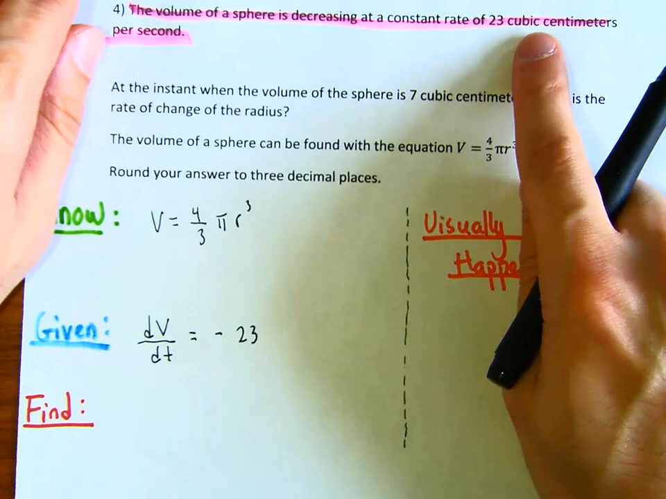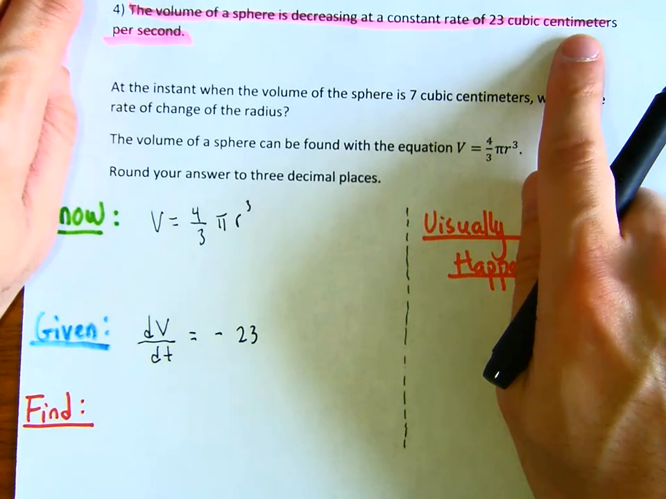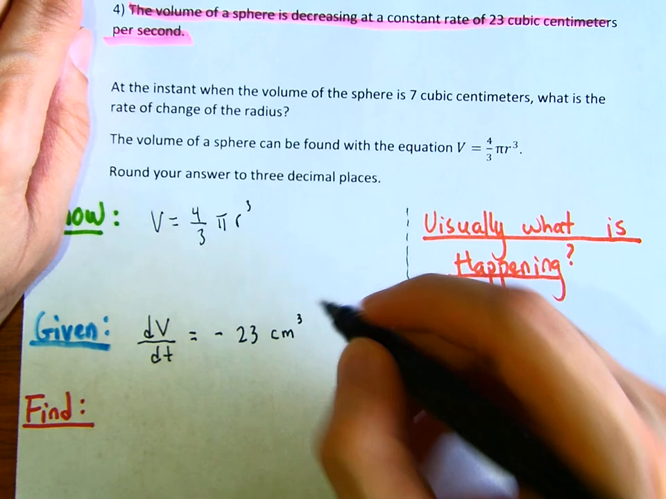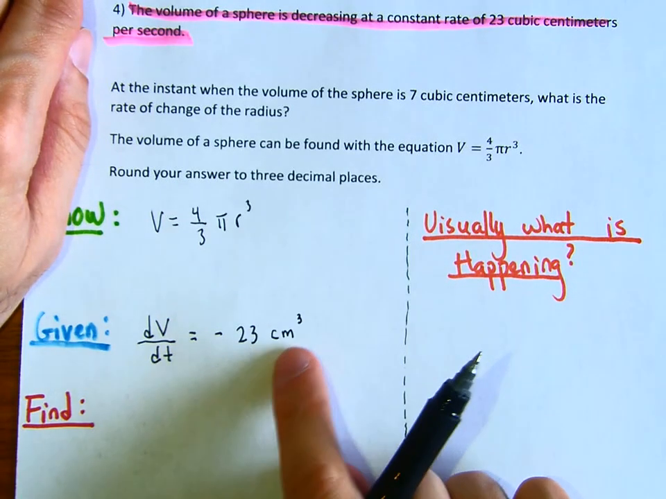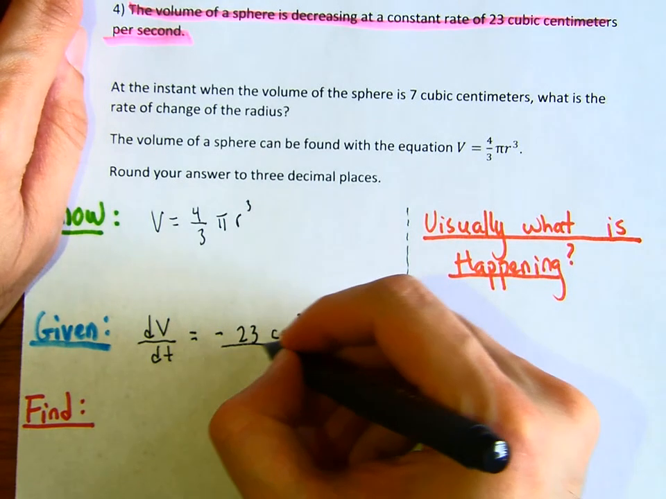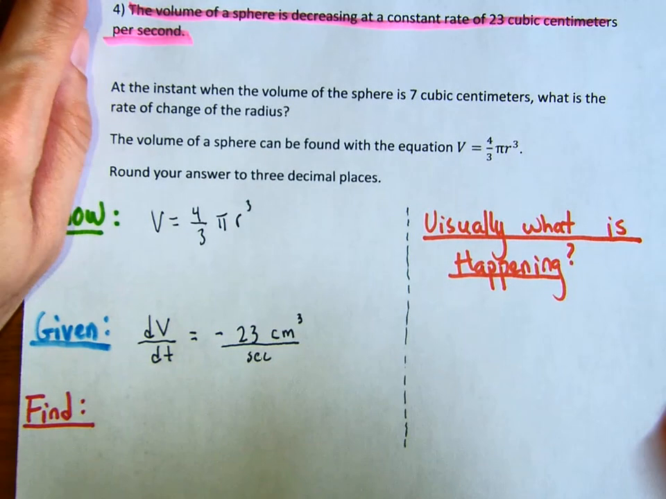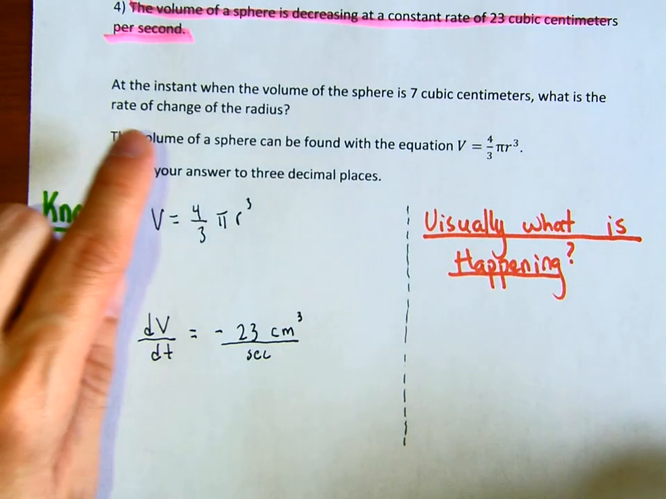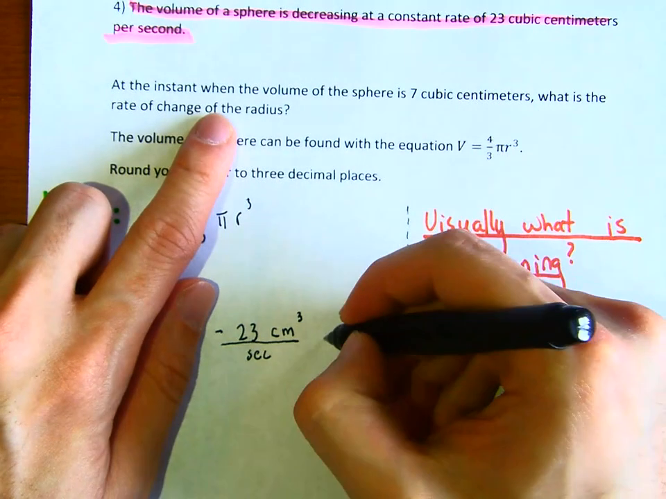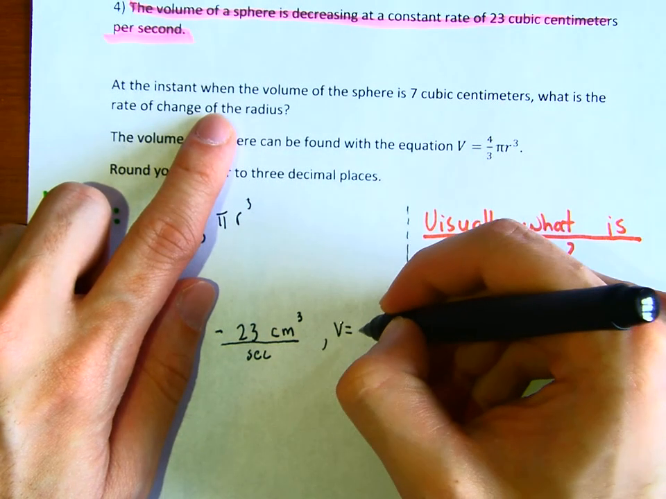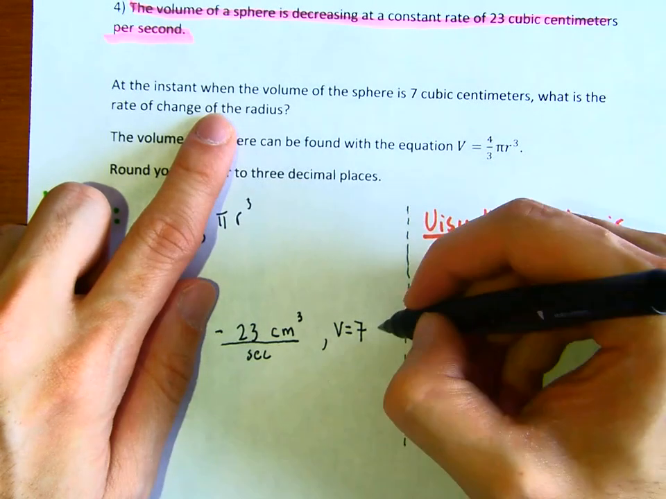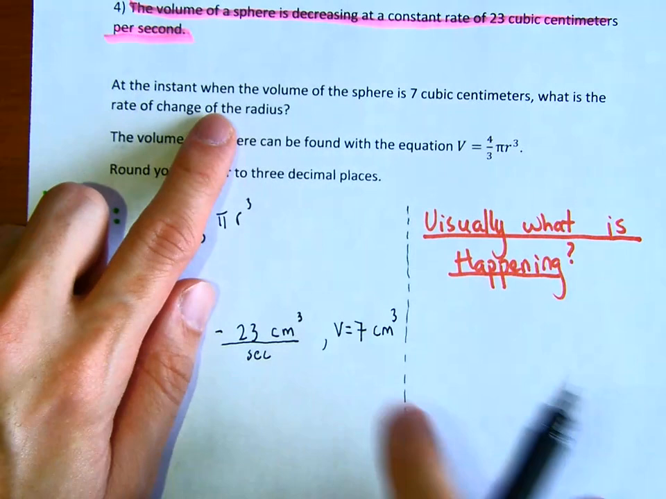Now, how do you translate the units? Cubic centimeters per second. That's how you read this. Okay? Now let's look at the next sentence. It's saying at the instant when the volume of the sphere is 7 cubic centimeters. So you know that V is equal to 7 cm cubed.